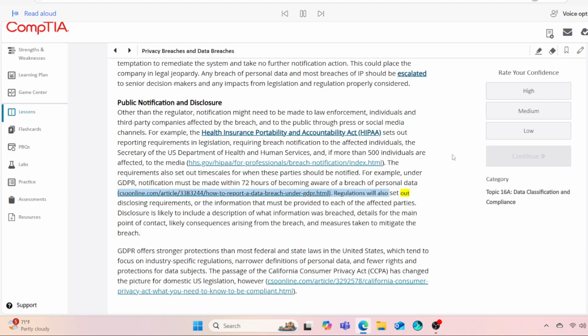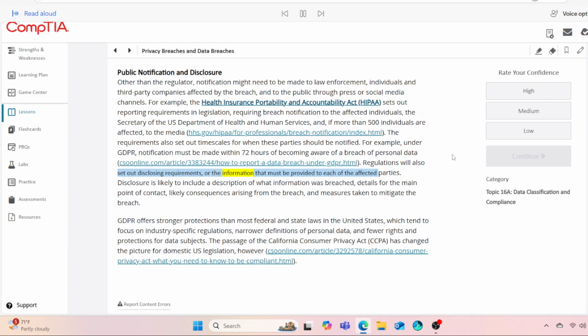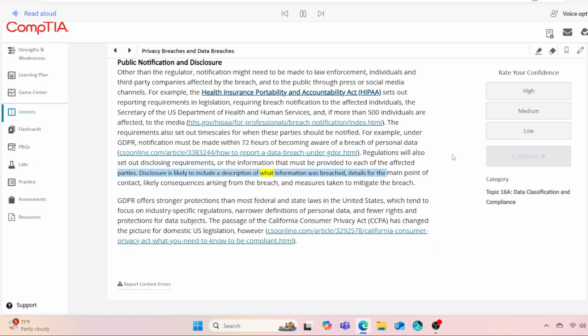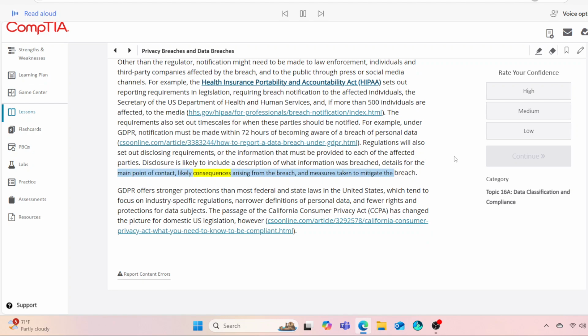Regulations will also set out disclosing requirements, or the information that must be provided to each of the affected parties. Disclosure is likely to include a description of what information was breached, details for the main point of contact, likely consequences arising from the breach, and measures taken to mitigate the breach.